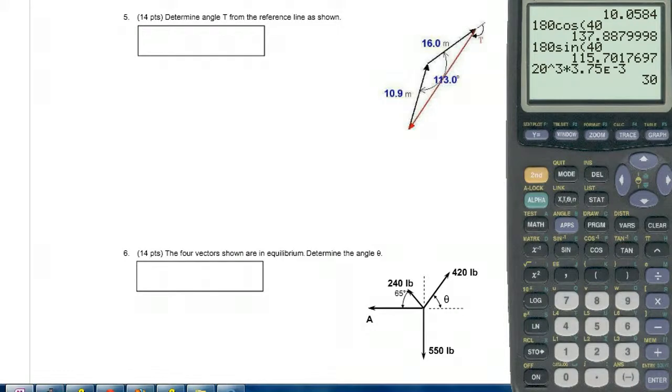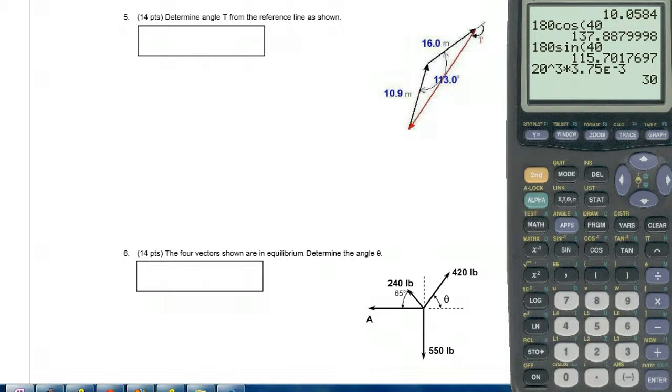Here's number 5 from the fall 2010 EF 151 exam 1. We are looking at determining the angle from the reference line. Angle T from the reference line is shown. Hopefully you recognize this one as similar to a homework problem.